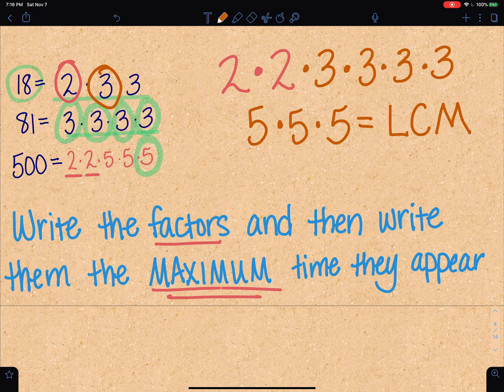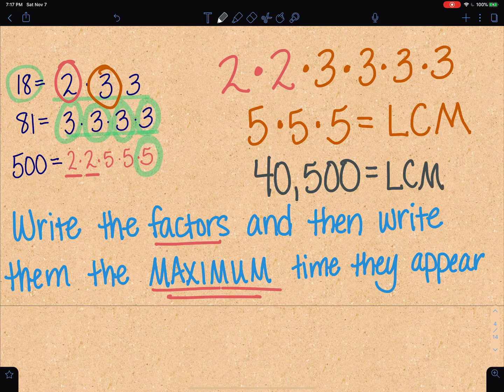So it's going to be 2 times 2 times 3 times 3 times... So I'm going to definitely need a calculator for that. So if you multiply that out, 2 times 2 times 3 times 3 times 3 times 3 times 5 times 5 times 5 equals, the answer that you get is 40,500. This is the least common multiple. Good thing we didn't do that in our head, right? Bam, there you go. That's the least common multiple.